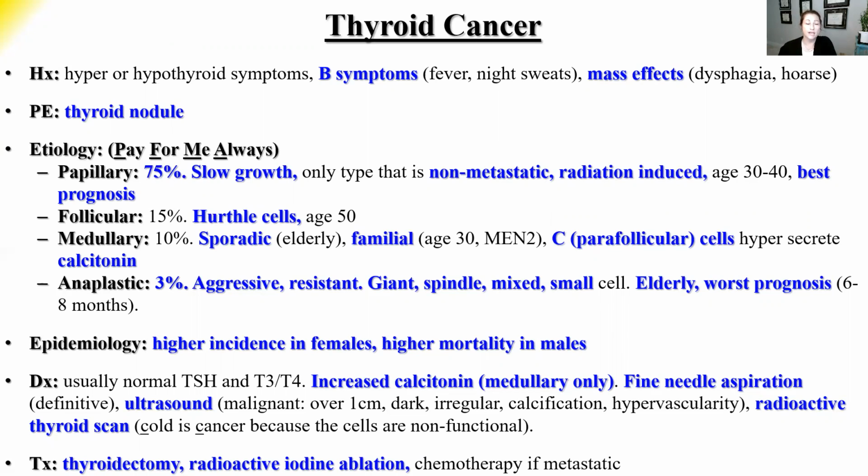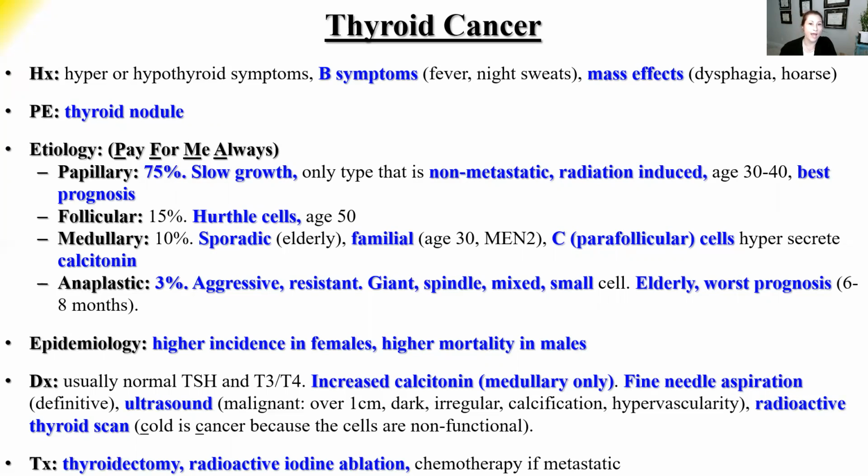Then we go down to the next step, which is follicular. That makes up about 15% of thyroid cancer, and these are Hürthle cells. That's going to be the board question. If they ask you what thyroid nodule or thyroid cancer is associated with Hürthle cells, that's going to be follicular. Medullary makes up 10%.